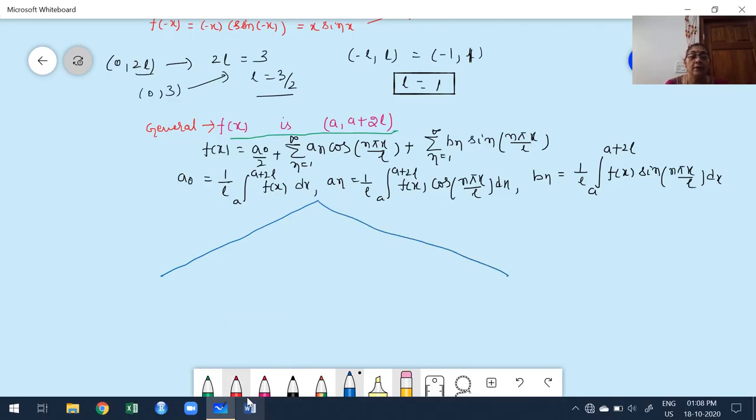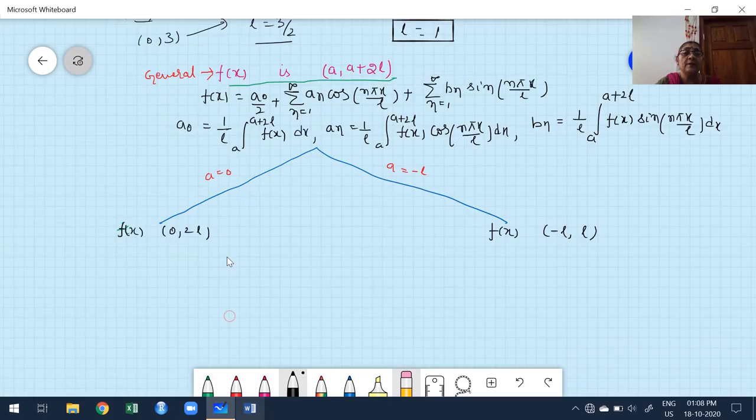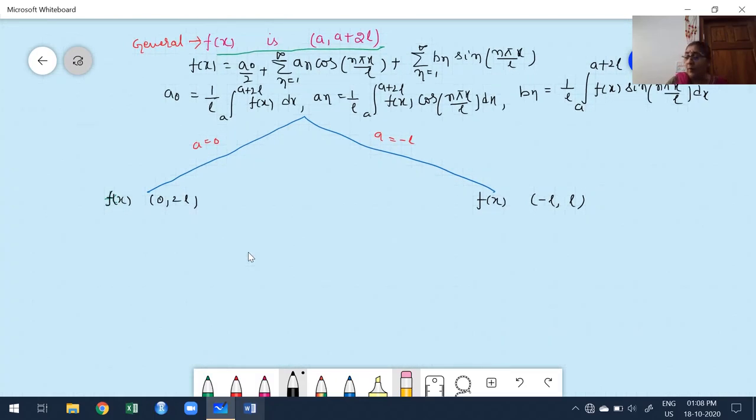In the first case, a is 0, and in the second case, a is equal to minus l. Therefore, in the first case f of x is defined over the interval 0 comma 2l, and in the second case f of x is defined over the interval minus l to plus l. Okay, fine. In the next step, what is the Fourier series for this f of x?